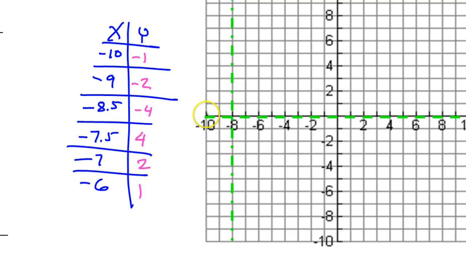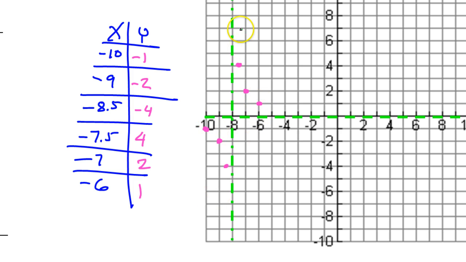So, negative 10, we're at negative 1. And negative 9, we're at negative 2. Negative 8.5, we're at negative 4. That gives us a pretty clear picture of what's happening. Now on the other side, negative 7.5, we're at 4. Negative 7, we are at 2. And negative 6, we are at 1.